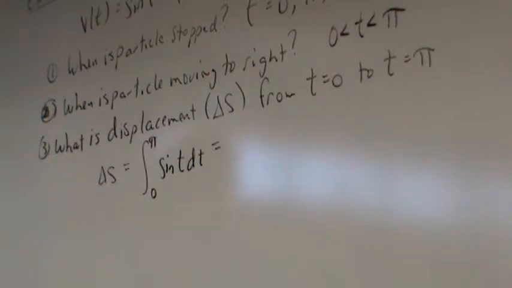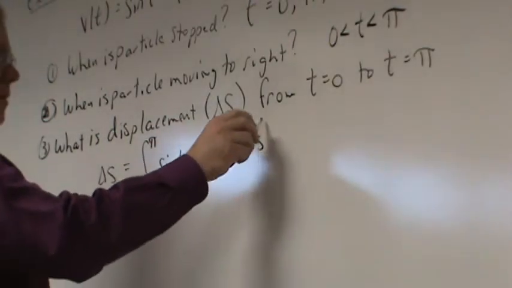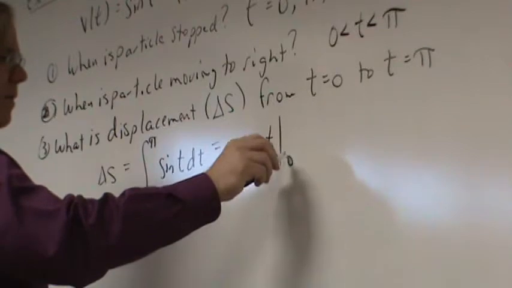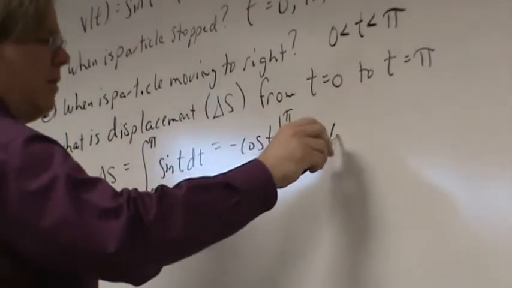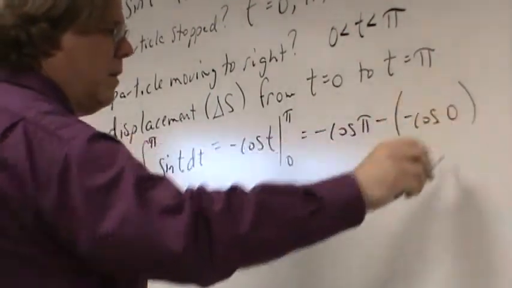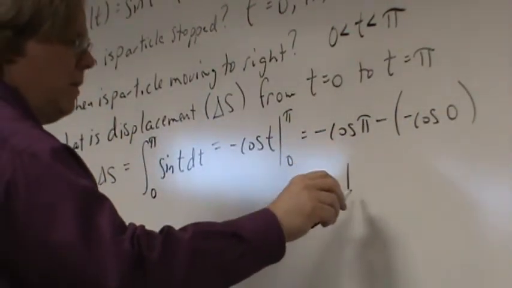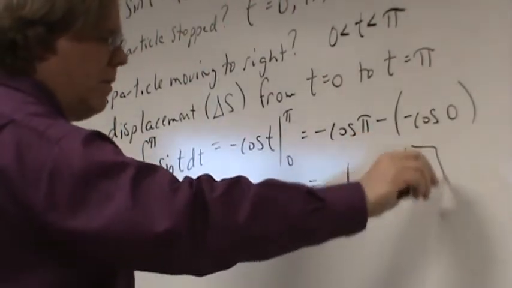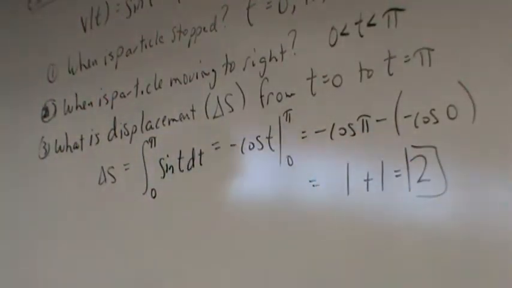Hopefully you're getting the negative cosine of pi minus the negative cosine of 0. That's a lot of negatives there. You guys okay that it's 2? Any question or problem on that?